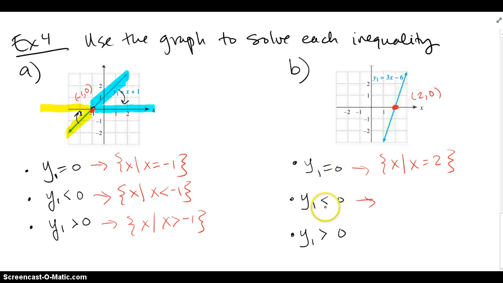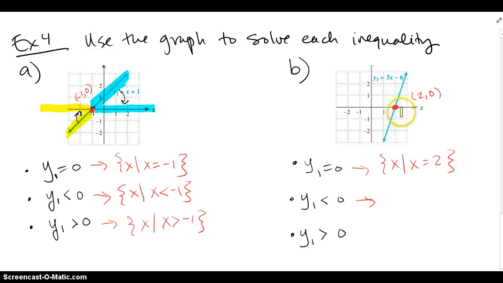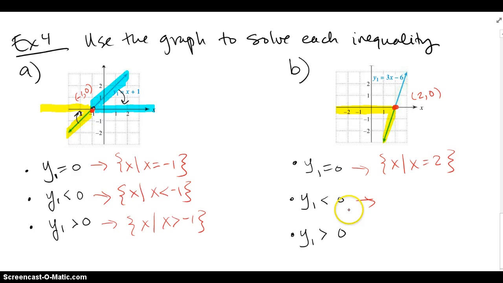When are the y values less than 0 or negative? Well, all those y values that are less than 0 or negative occur right here, and those are associated with all these x values. These x values are the ones that create these negative y values. So my solution for all the y's being negative must be x such that x is less than 2. They're all to the left of this ordered pair 2, 0.